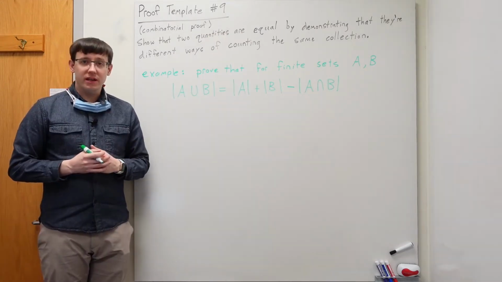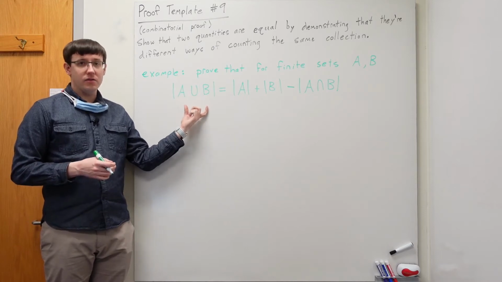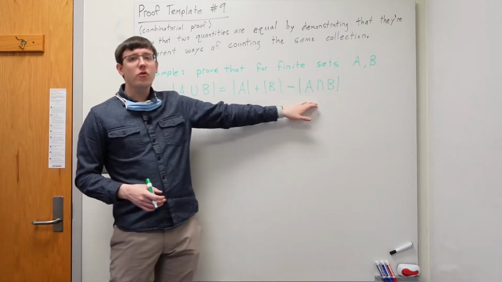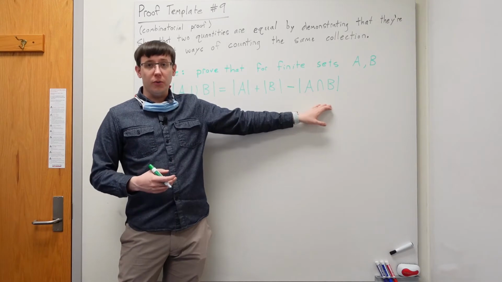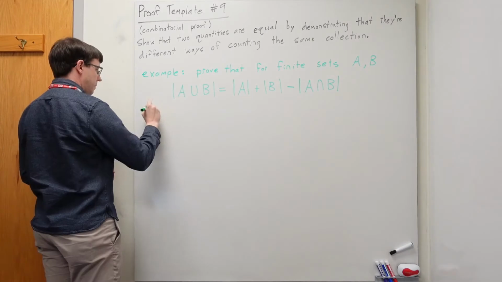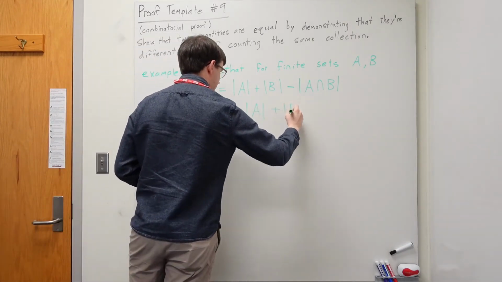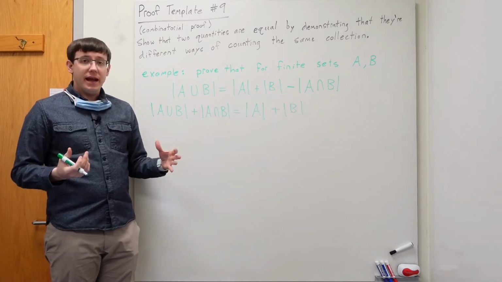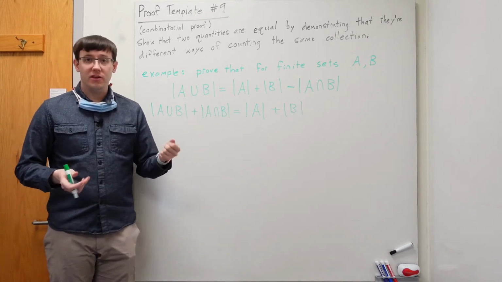In one of our recent in-class exercises, we gave an expression for the cardinality of the union of two finite sets, but we haven't actually proven that that expression is correct. We can do that with a combinatorial proof by first rearranging this equation slightly. So we've moved the cardinality of the intersection to the other side, and now we have two quantities that we want to show are counting the same thing.